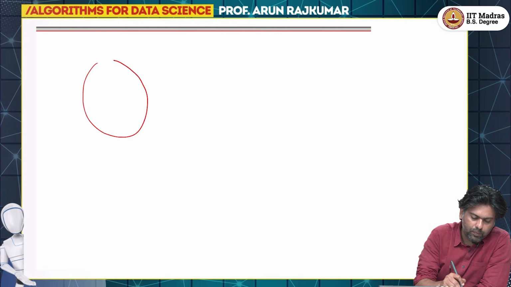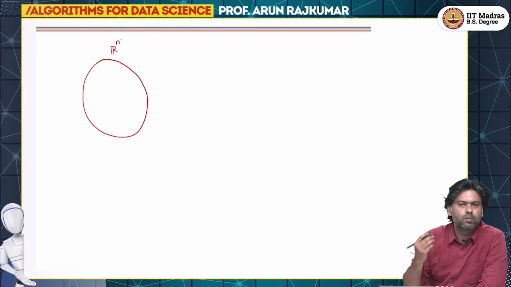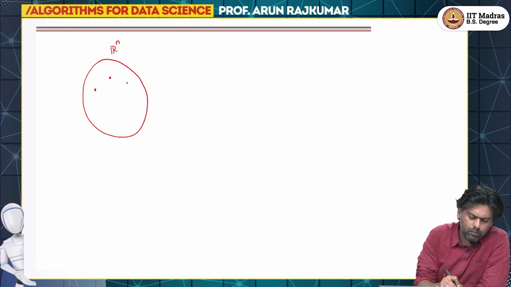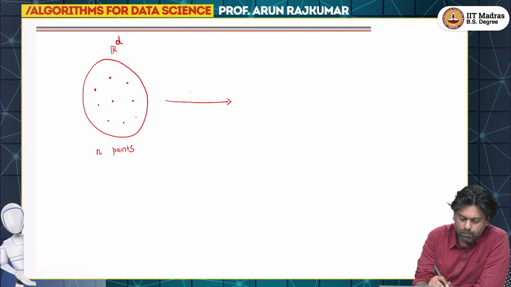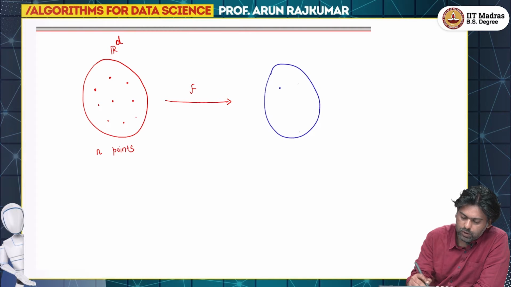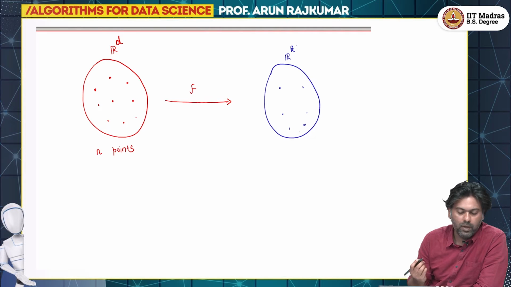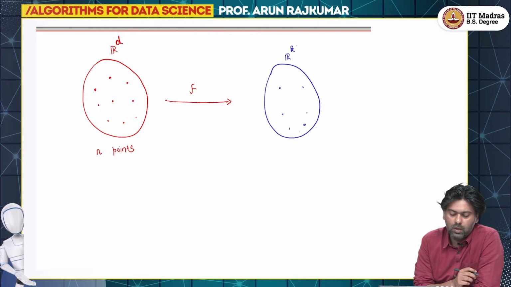So let's say you have a d-dimensional space where d is typically large, and let's say you have n points in this d-dimensional space, and what you're trying to do is map them using some function f to a low dimensional space. Let's say this is R^k.